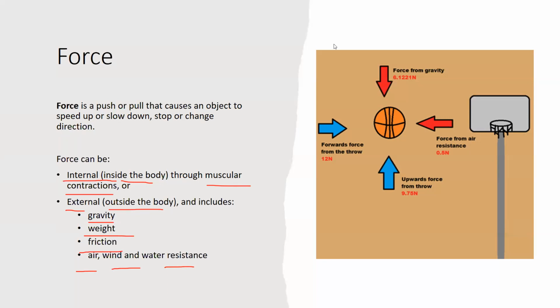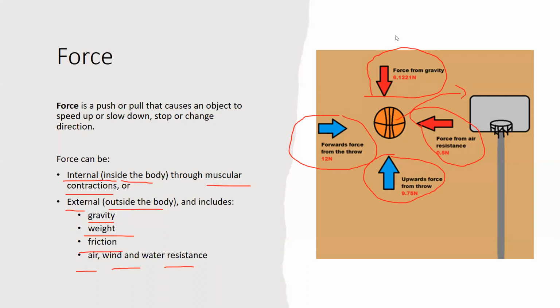Okay, so look at the picture. The force from gravity goes vertically down. You also have upward force from the ground. You also have forward force from the throw. And you also have the force from air resistance. So these four forces work together, and we can say there is something called resultant force that may go in this direction.